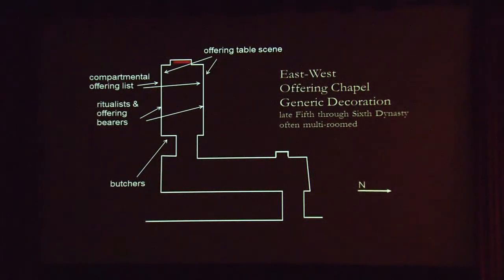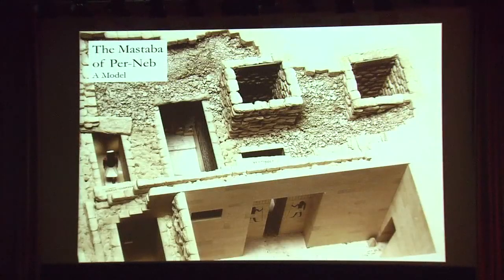Processing west towards these figures along both of the long walls were several registers of offering bearers with ritualists at the head of each file. The eastern wall was decorated with registers of butchers at work, and above both the butchers and the processions of offering bearers, there were piles of offerings. It's absolutely standard.